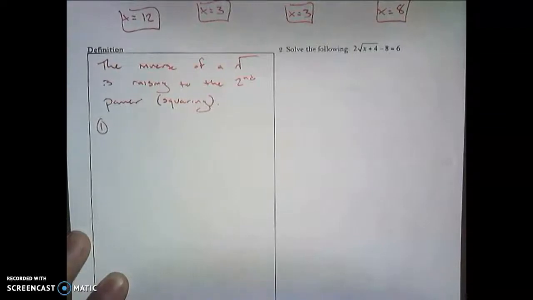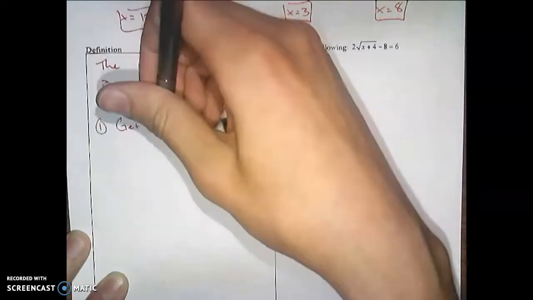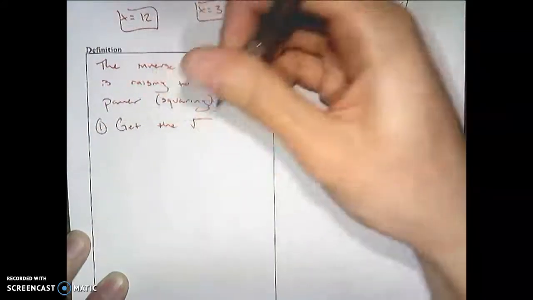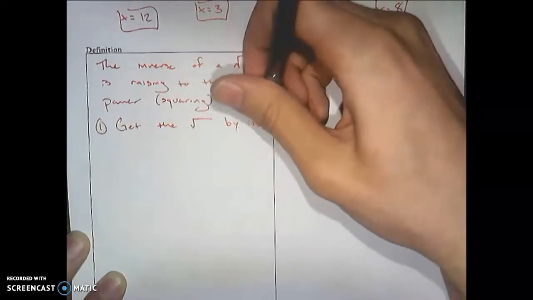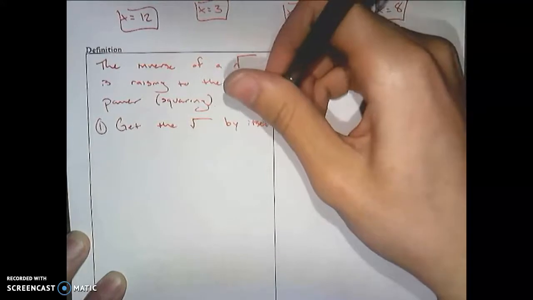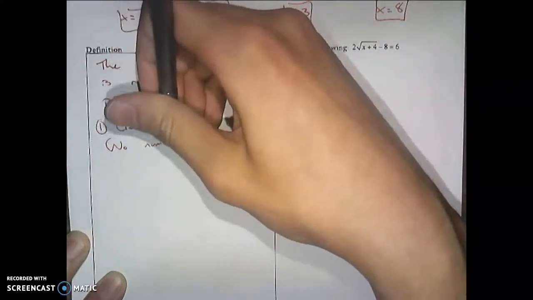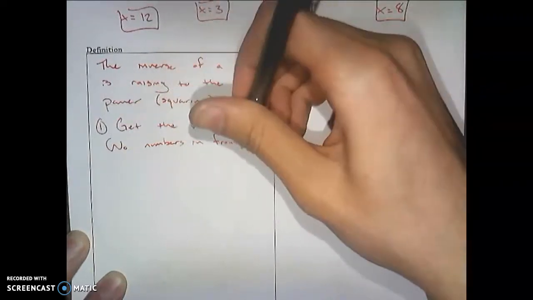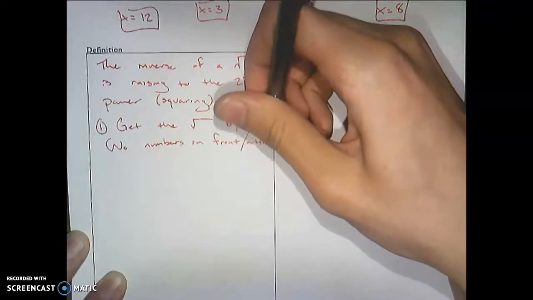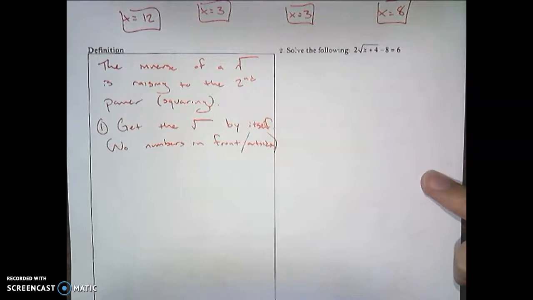So let's talk about some of the steps that we follow to solve these equations. First, we want to get the square root by itself. So just like how we would solve for x, we would get x by itself, we want to get the square root by itself. So what that means is we have no numbers in front or outside. So we want just the square root on its own side of the equation.